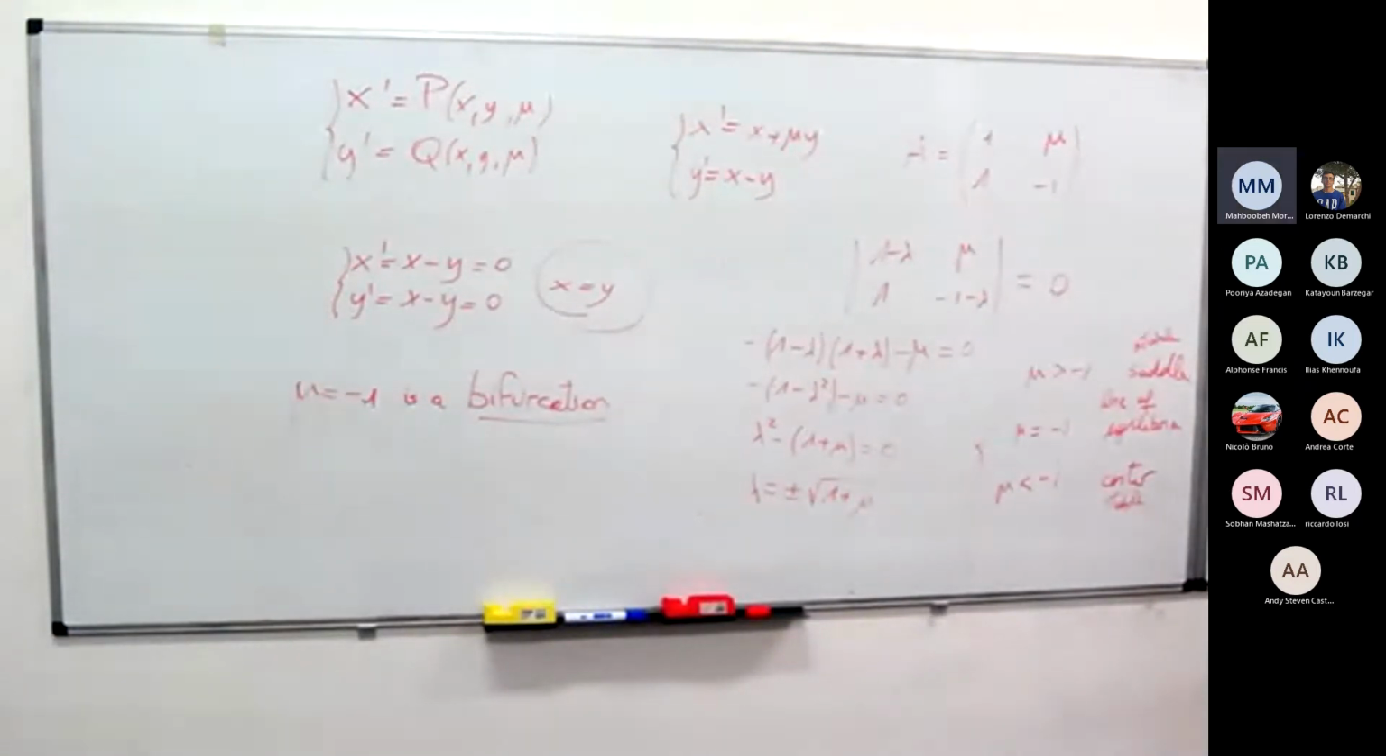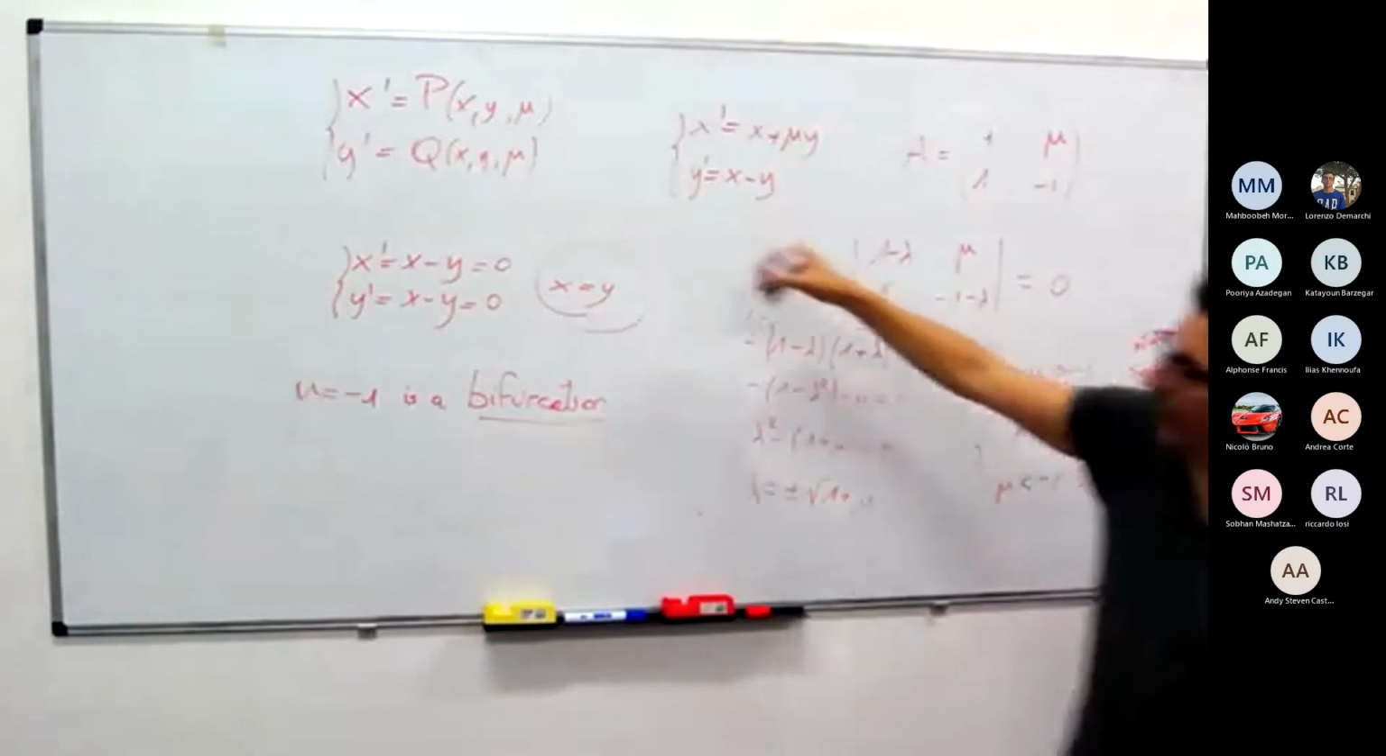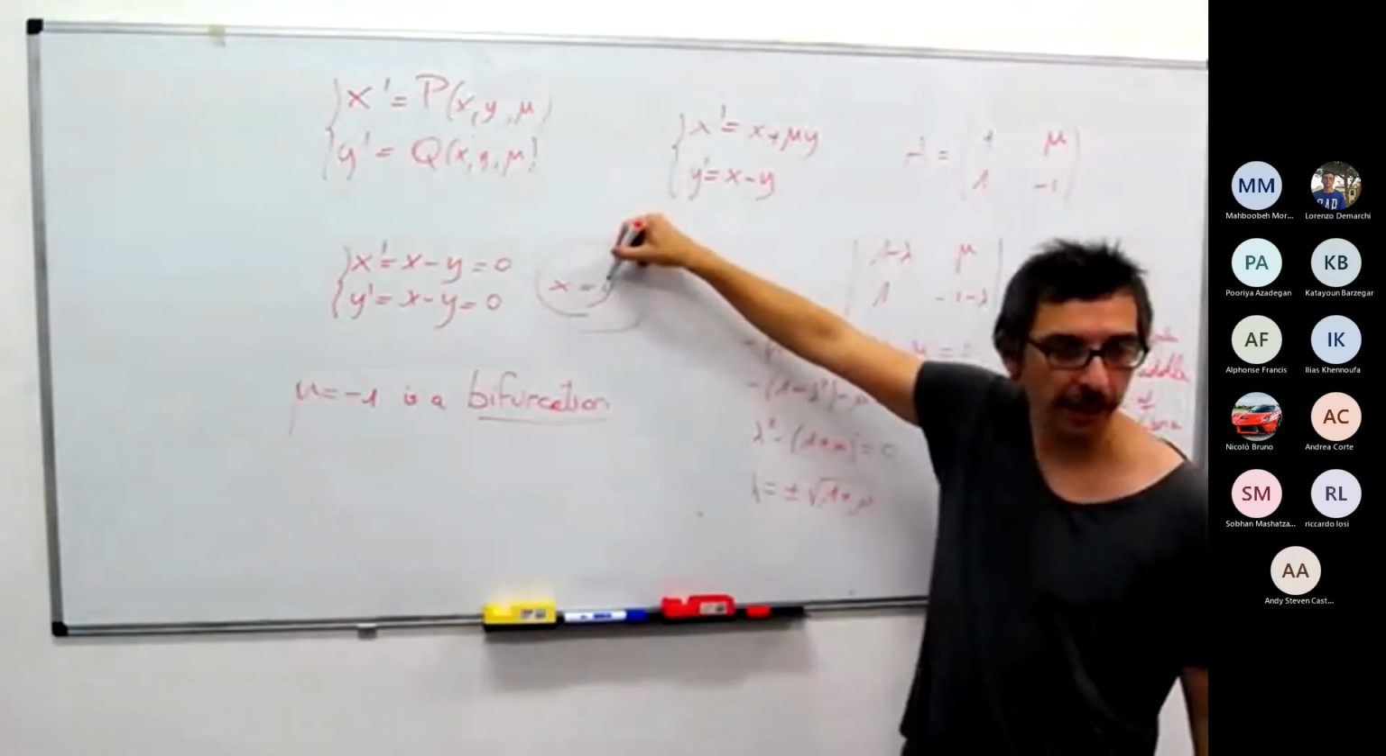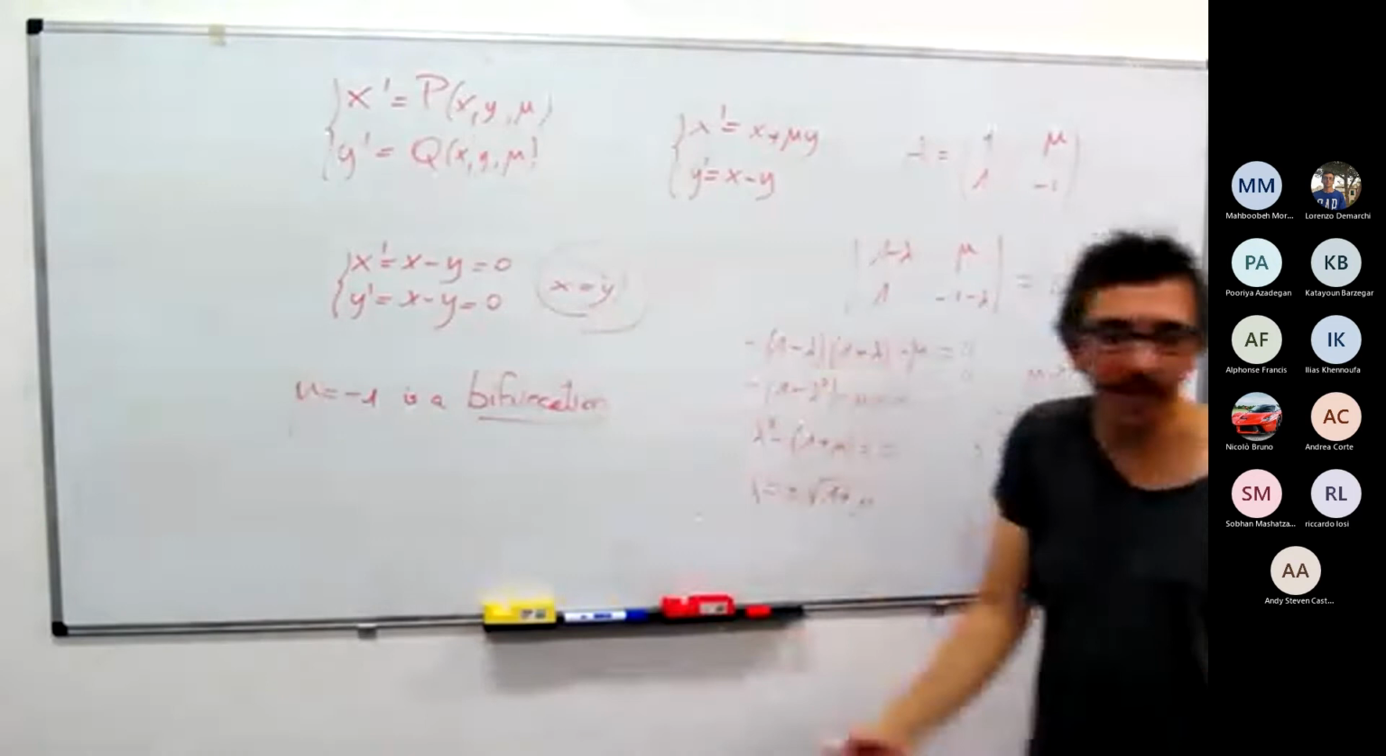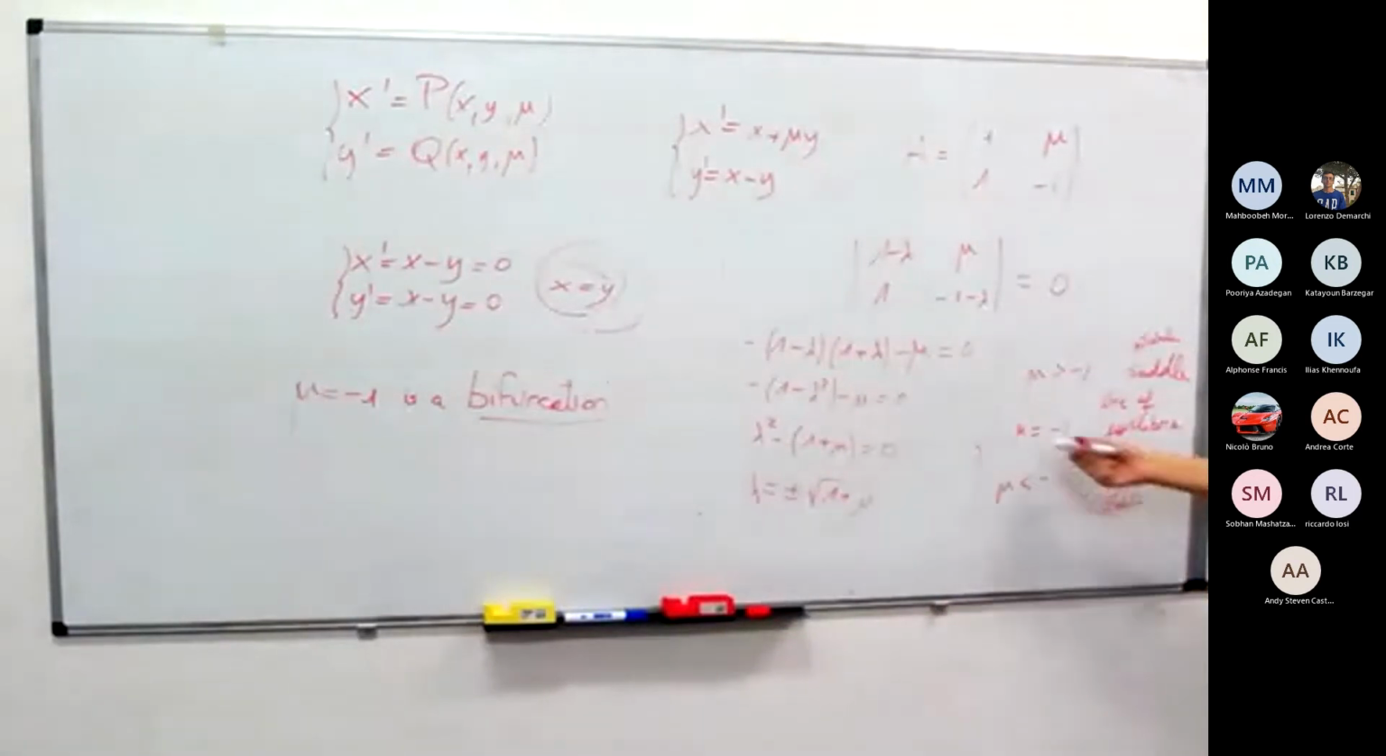I'm sorry, Professor, I can't read what you wrote in front of the mu equals -1. Yes, yes. Here, the middle one. Mu equal to -1 corresponds to a line of equilibrium. It's not just one point, because it's a line. It's x equal to y. All these points will be equilibrium for mu equal to -1. Yes, thank you.